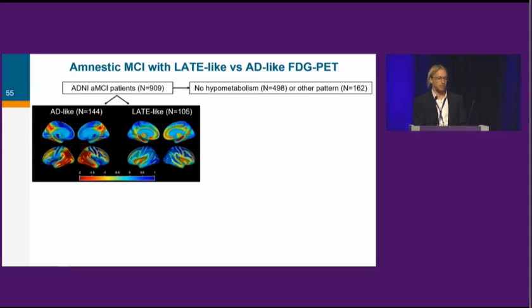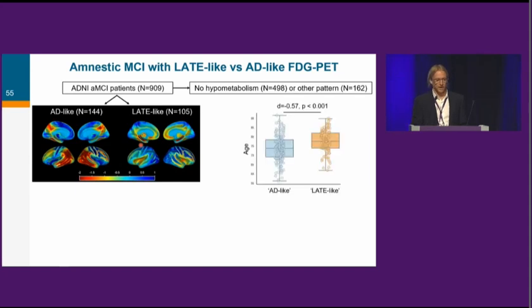But then finally we ended up with 144 patients being classified as having a typical AD temporal parietal hypometabolic pattern, and this is their average image. So it seems this automated classification approach does a pretty reasonable job. And 105 patients showed this very distinct temporal limbic pattern, most pronounced here in the medial temporal lobe and surrounding limbic structures.